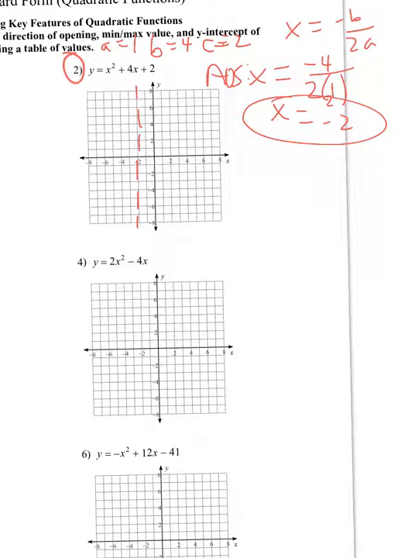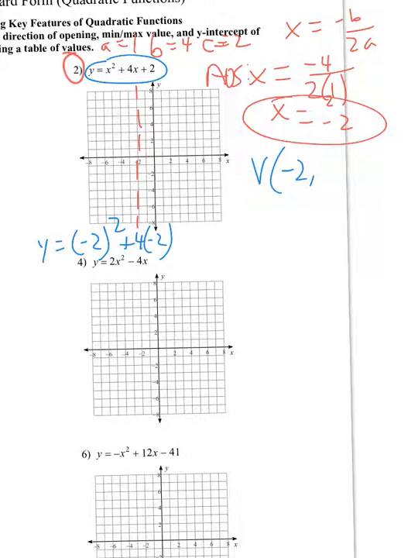So now I need my vertex. The vertex will be on that axis of symmetry at negative 2, something. We need to plug in negative 2. So I have y is equal to negative 2 squared plus 4 times negative 2 plus 2. If I square first, that's 4. This is negative 8 in the middle, so I have 4 plus negative 8, which is negative 4. Add 2 will be negative 2. So here my x and y ended up the same. So my vertex is at negative 2, negative 2, which is going to be right there.